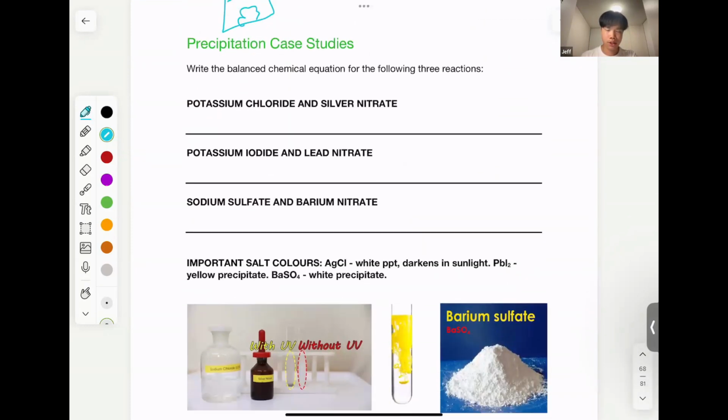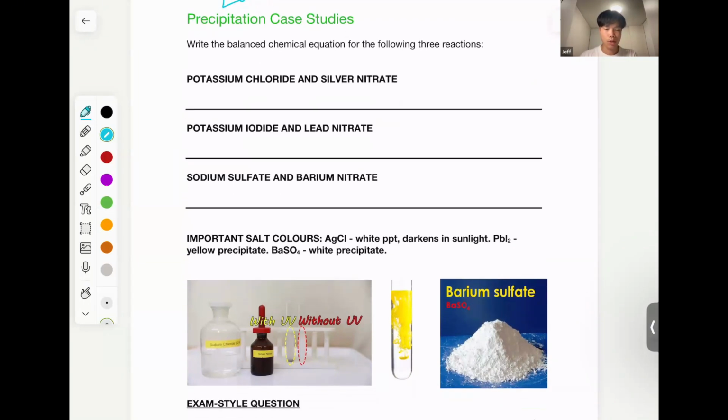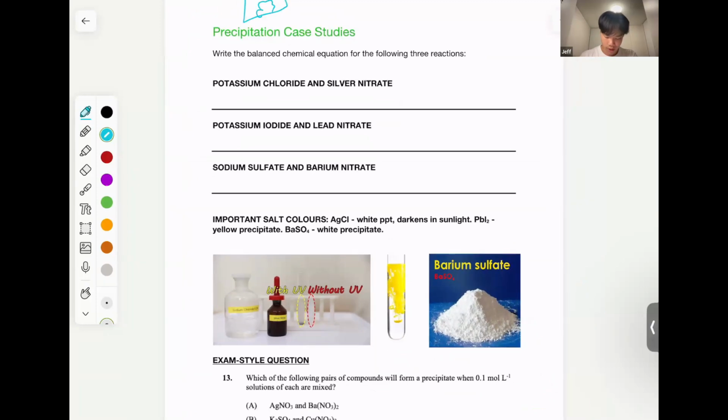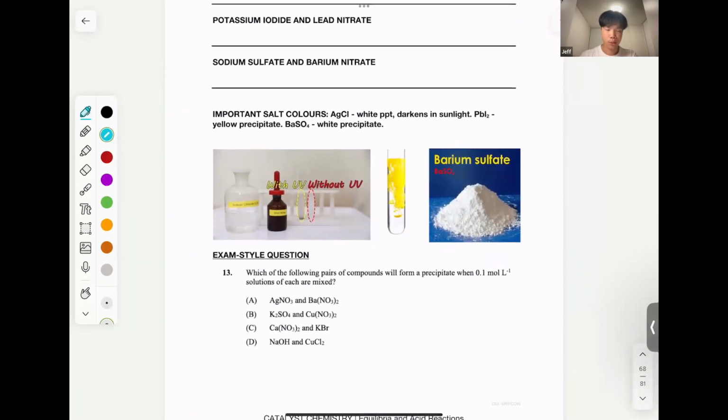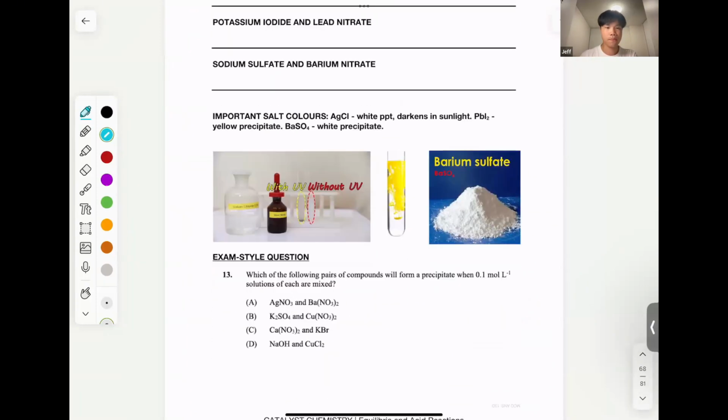There are 3 case studies for precipitations, but I would say that these are not overwhelmingly rote learning. They are just an example to show that you can precipitate these substances together. You can find out that these would precipitate from the solubility rules anyway.